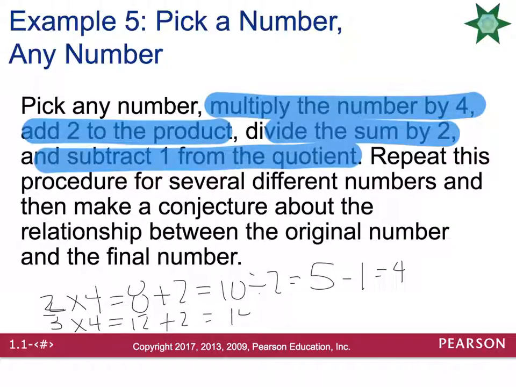I get 14. Divide by 2 equals 7. Subtract 1 equals 6. Okay, so when I started with 2 and I did that, I got 4. And when I started with 3, I got 6. So what could we conclude about this procedure? Well, maybe it doubles the number. It looks like it might double the number. We're not sure, but we could say that as a conclusion, maybe by induction, that that's what that does.